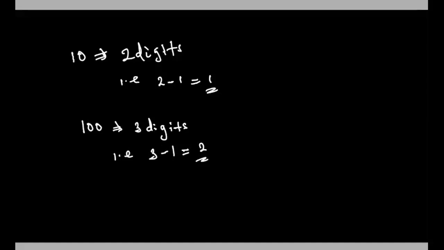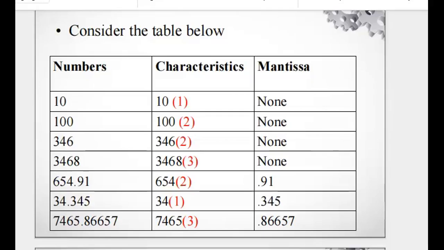Now for 346, in the same way, 346 has just 3 digits, that is 3, 4, 6. This number also has 3 digits. So I'll just do 3 minus 1 to give us just 2. So therefore, 346 has 2 as the characteristics. Now let's look at 654.91.